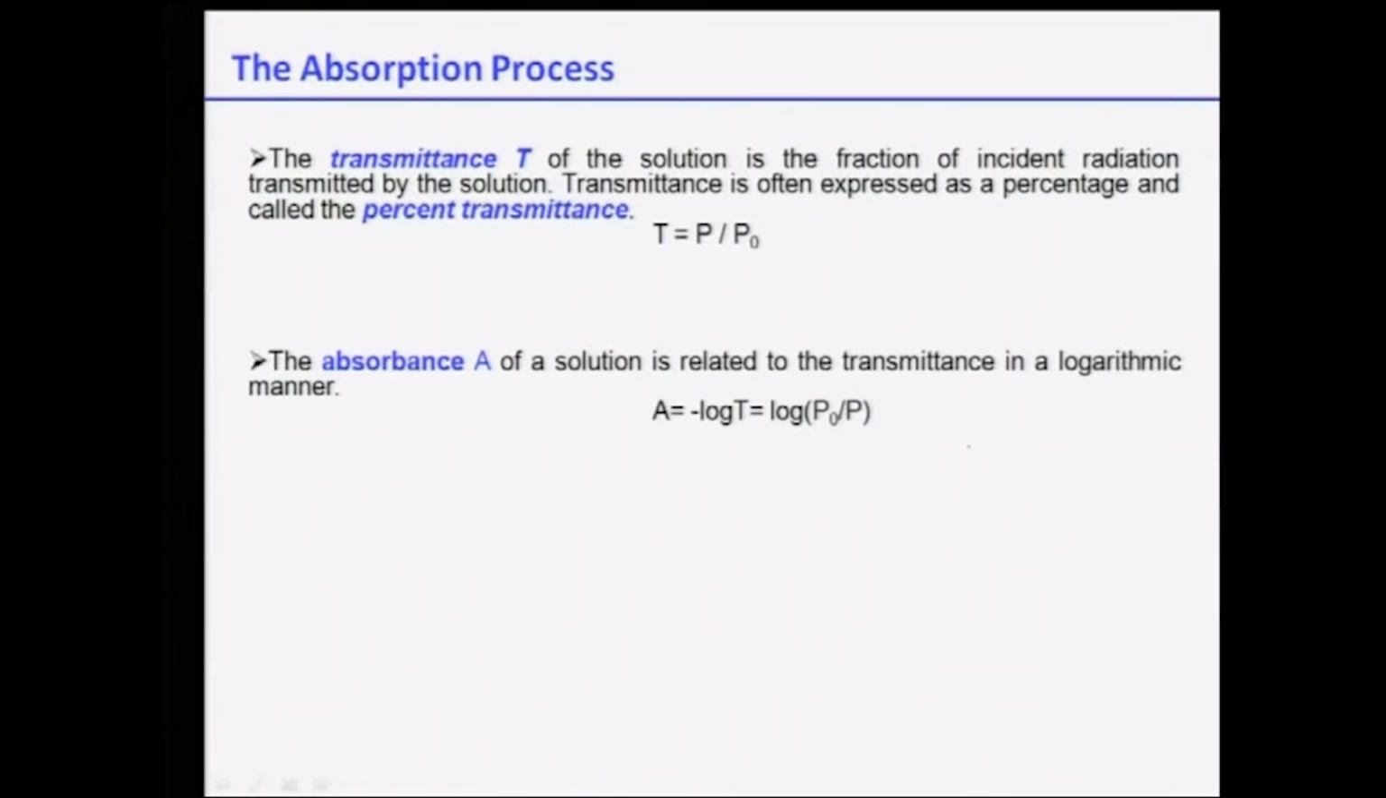Again, the transmittance is basically the fraction of the incident radiation transmitted by the solution, and it is often expressed as a percentage transmittance, that is T equal to P by P0 into 100. Absorption is related to the transmittance on a logarithmic scale, that is minus log of T, that is log P0 by P. Remember, this is P0 by P, transmittance is P by P0, that is the difference. So, minus log T is absorption, and that is the relationship between T and A.